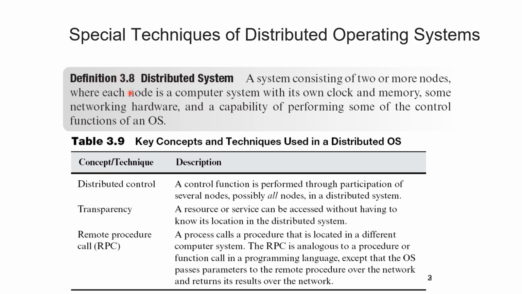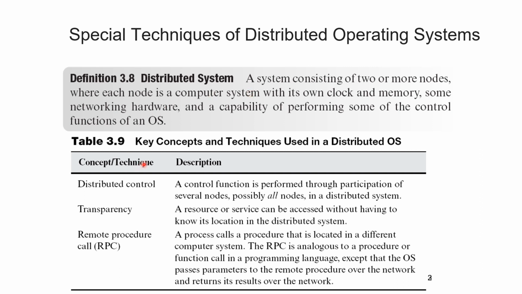According to that, I can define a distributed system as nothing but a system consisting of two or more nodes, where each node is a computer system with its own clock and memory, some networking hardware, and a capability of performing some of the control functions of an operating system. The network contains a number of nodes, and each node may be a computer system or a cluster, whatever it may be. Each computer system contains a clock, memory, networking hardware, and the capability to perform the controlling functions of an operating system. So this is called a distributed system.